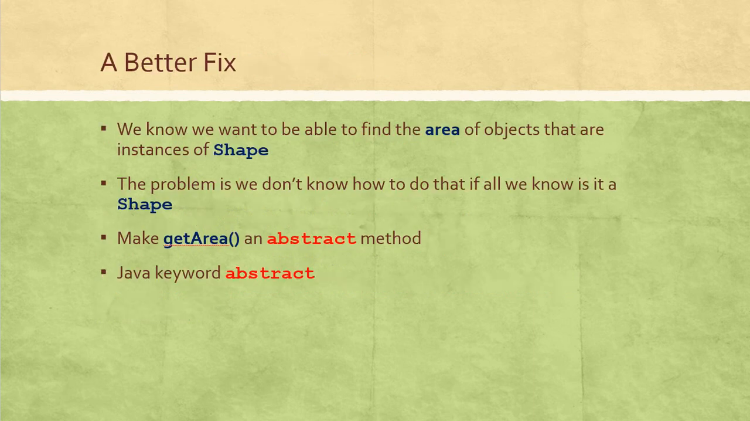A better fix. We know we want to be able to find the area of objects that are instances of Shape. The problem is we do not know how to do that if all we know is it's a shape, because we're not sure about the functionality of a shape, what type of shape it is, until we define the specialized class of a shape, which can be Rectangle or Triangle. So what we do is define get area as an abstract method.